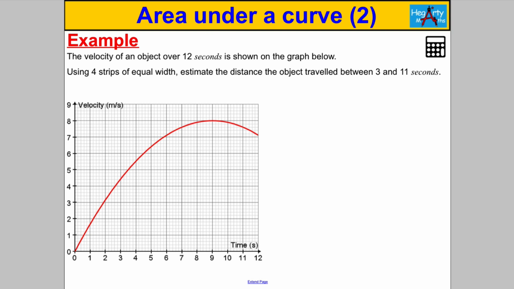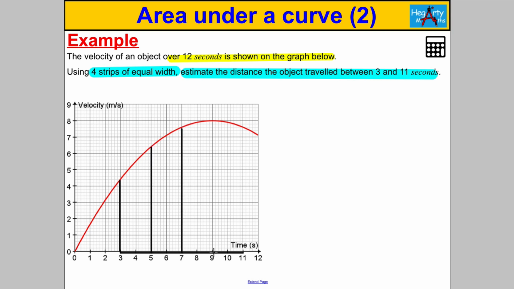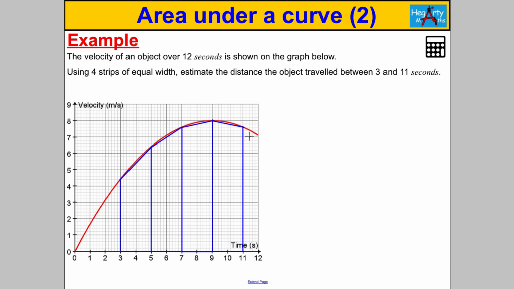So again, we've got the velocity of an object over 12 seconds is shown, and we are asked, using 4 strips of equal width, estimate the distance between 3 and 11 seconds that the object travelled. So let's mark out 3 to 11 seconds here, and that is 8 wide. So each strip's going to be 2, right? So we're going to draw in our strips, 1, 2 across here, another 2 across, another 2 across, and another 2 across, like this. And neaten it up, it would look something like that.